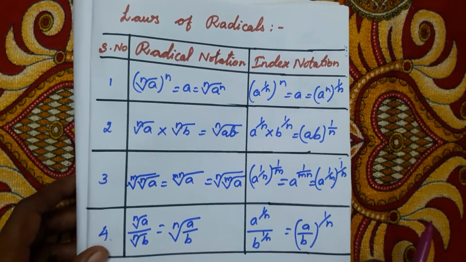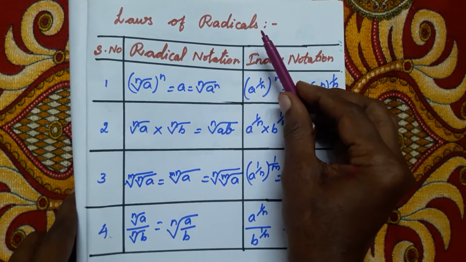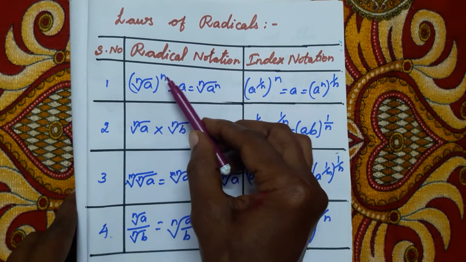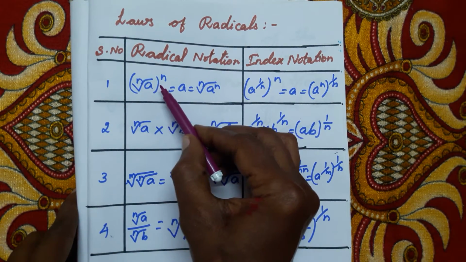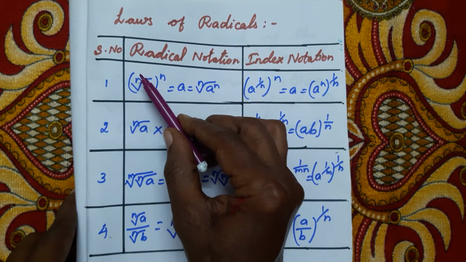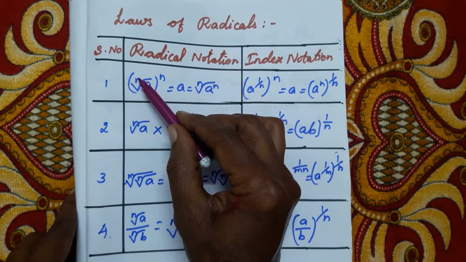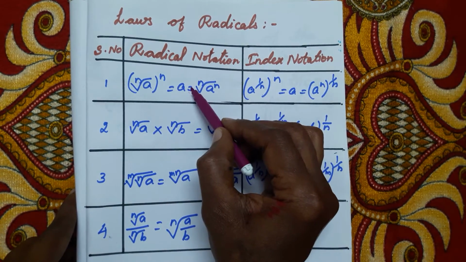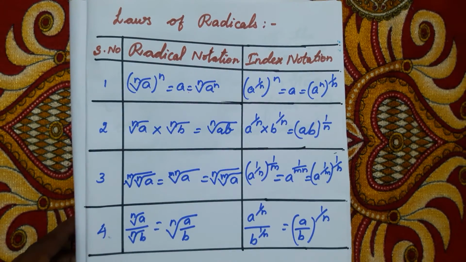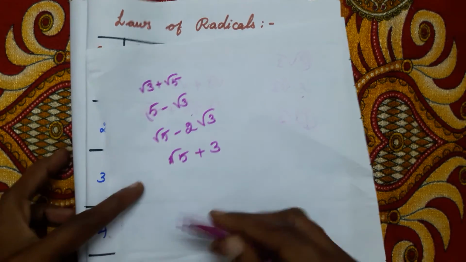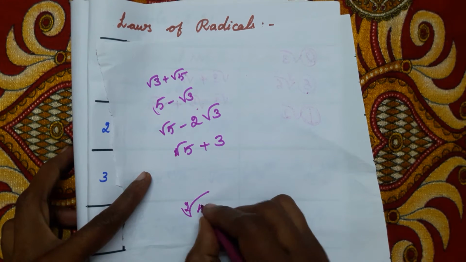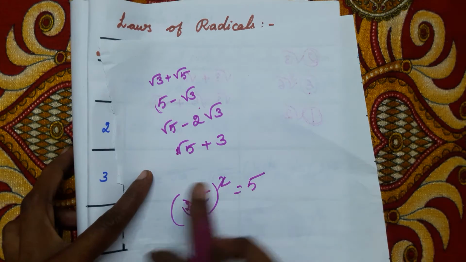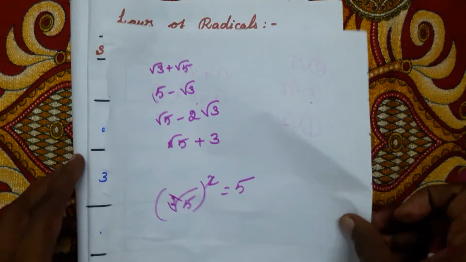Next, laws of radicals. Radical notation and index notation. Nth root of a, the whole power n, is equal to a. Already I have explained that when the order and power are the same, we can write it as a. For example, square root of 5, the whole square, is equal to 5.